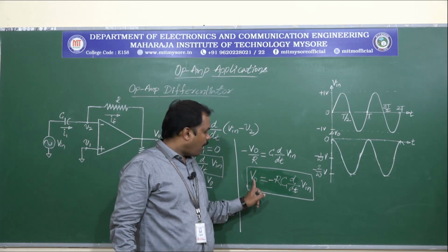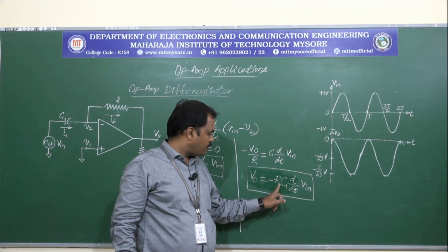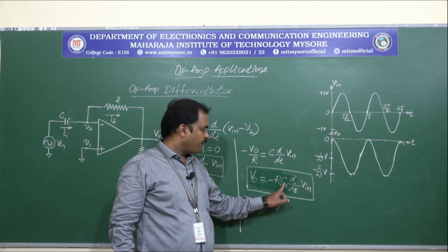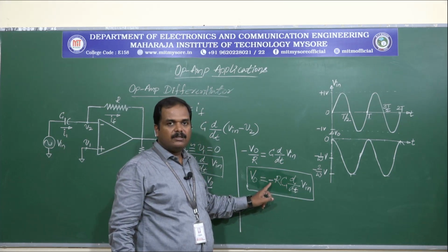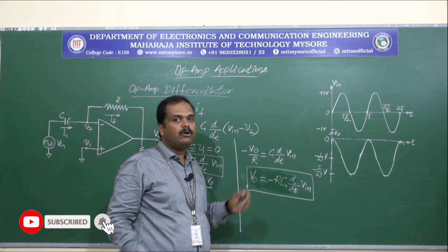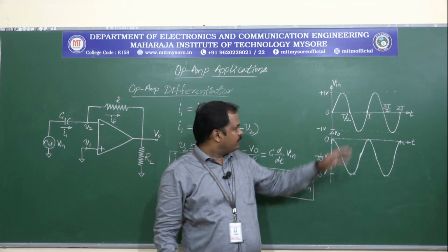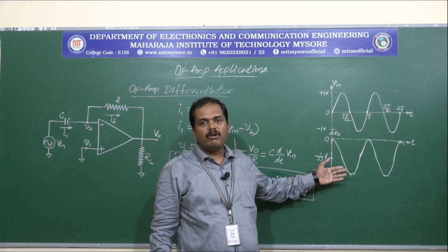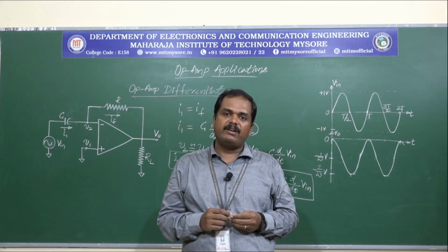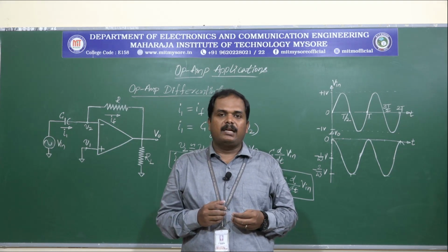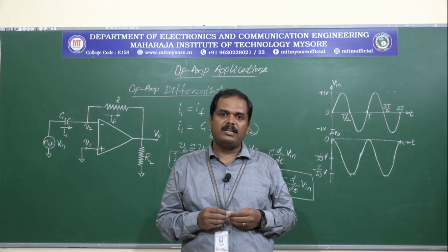So here we can see the output voltage V naught is given by the differentiation of the input voltage multiplied by the gain factor given by the resistive element and the capacitive element with the negative sign. So again, we have the negative sign because the op-amp is connected in the inverting mode, and this is the input waveform and output waveform for the differentiator. So that is all we have for this session. In this session we have discussed 3 applications: the difference amplifier, op-amp integrator and op-amp differentiator circuits.